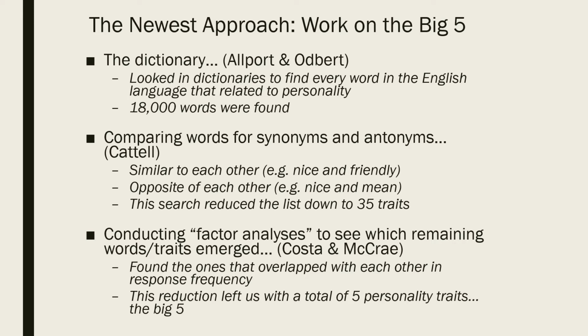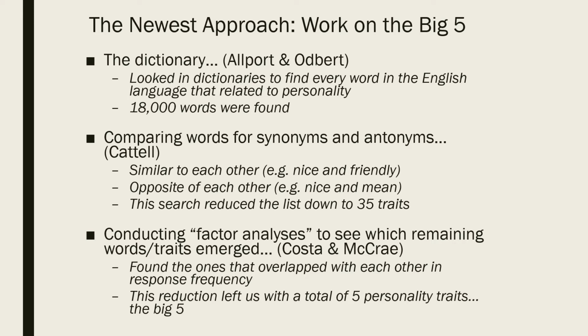So what Costa and McCrae did, two very influential individuals in personality psychology as well, is they looked at these 35 different traits, asked people to rate themselves on how high or low they were on them, large numbers of individuals, hundreds, thousands of people, and then did this very fancy factor analysis with their computers and started to find trends.